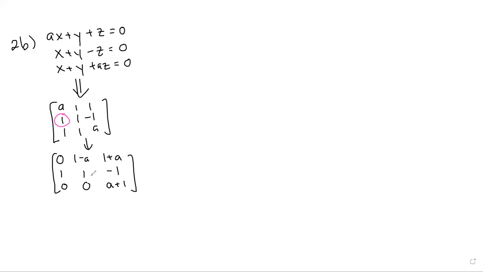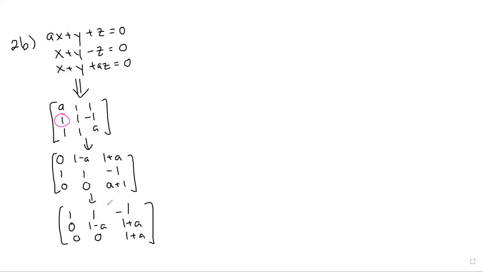And if I want to keep going, I could start really mashing around with the A's, but I think from here we should be able to make some conclusions. Basically, I may or may not have pivots here, here, and here. And maybe if you want to see it better, I could flip rows 1 and 2 to get 1, 1, -1, 0, 1 minus A, and 1 plus A. And 0, 0, and 1 plus A as well.